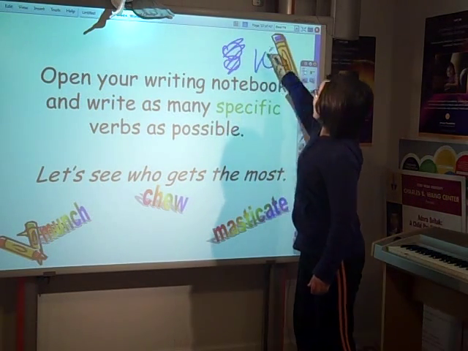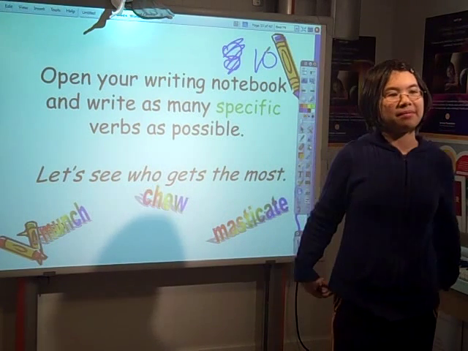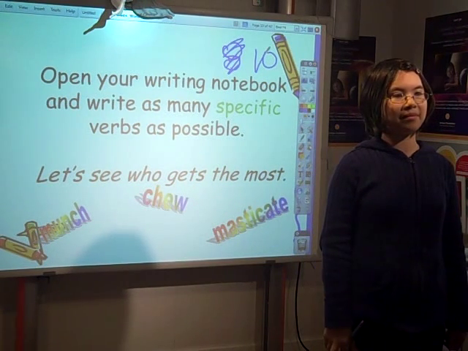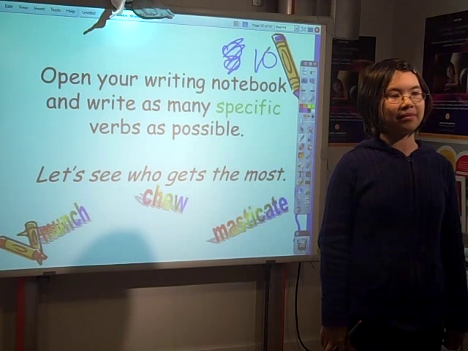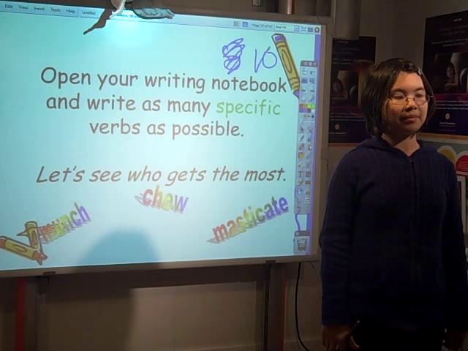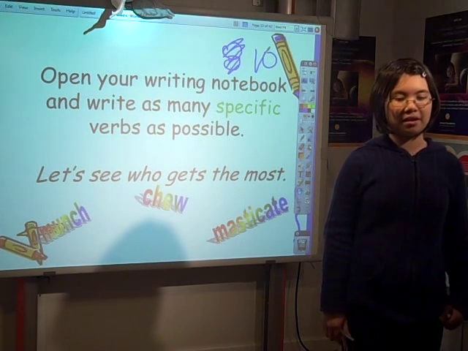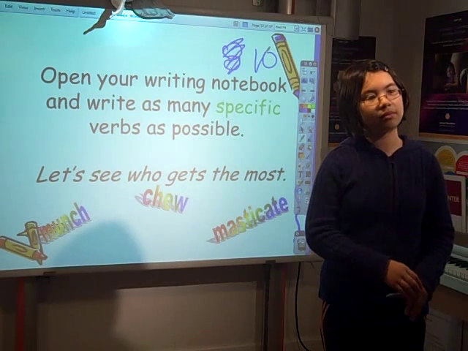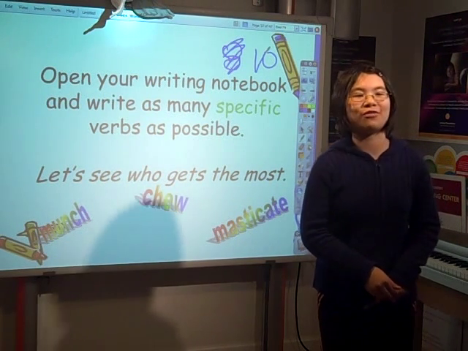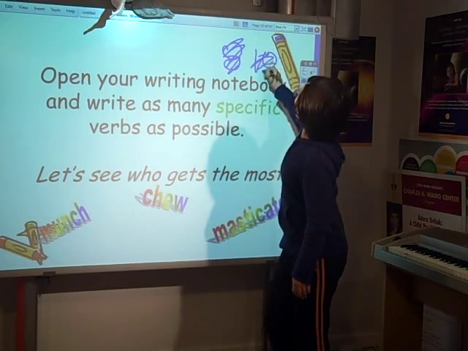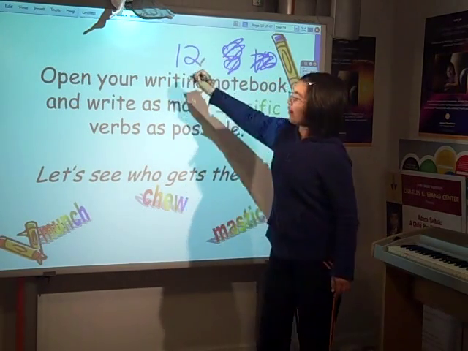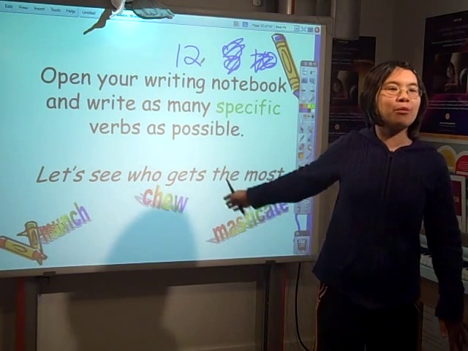Anyone have more than 10? Look. So how many is that? 12. Wow, we are really getting high up here. Okay, and finally, does anyone have more than 12?